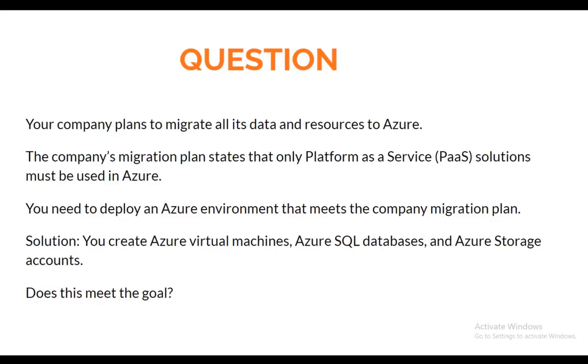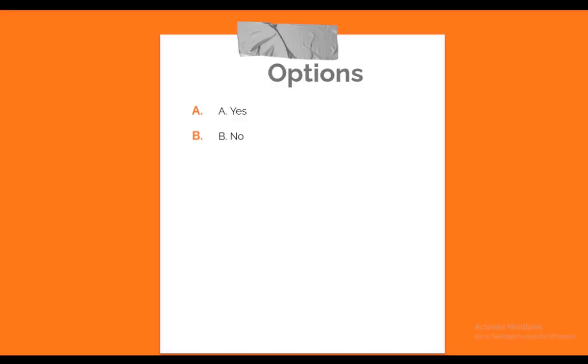Your company plans to migrate all its data and resources to Azure. The company's migration plan states that only platform as a service solutions must be used in Azure. You need to deploy an Azure environment that meets the company migration plan. Solution. You create Azure virtual machines, Azure SQL databases, and Azure storage accounts. Does this meet the goal? And here are the options. Option A, yes. Option B, no. And the correct answer is option B, no.